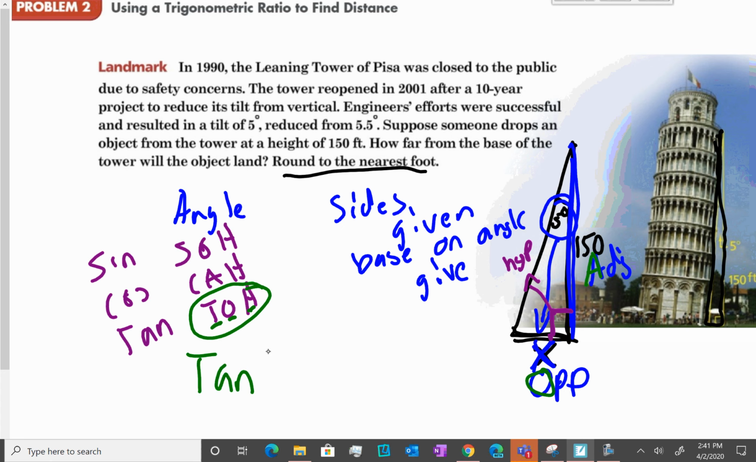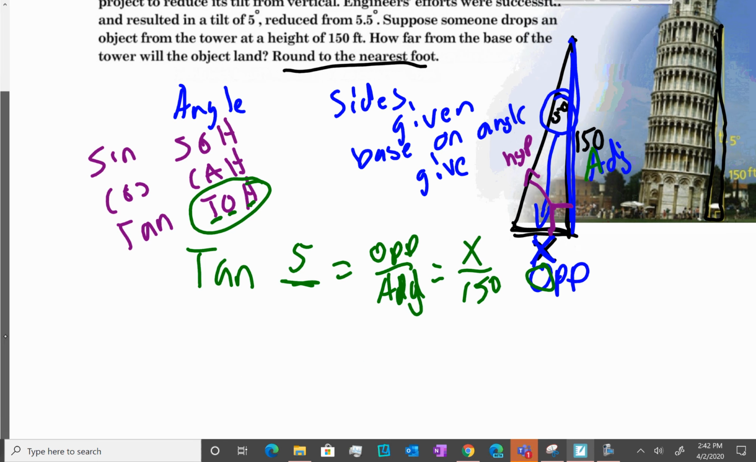So tangent of our angle, it's always of an angle, which is 5 degrees, and it equals the opposite side over the adjacent side. Well, my opposite side I don't know, so that's why we use x or any other variable, and over the adjacent side. I think I just wrote add, but adjacent. Sorry about that. Adjacent side, which is 150. And so now we're just solving this. So we have tan of 5 equals x over 150.